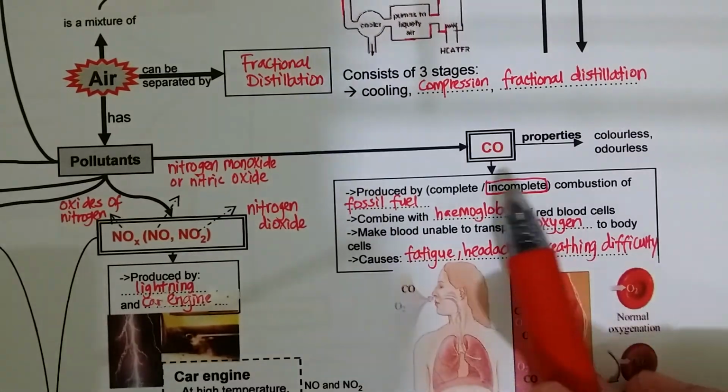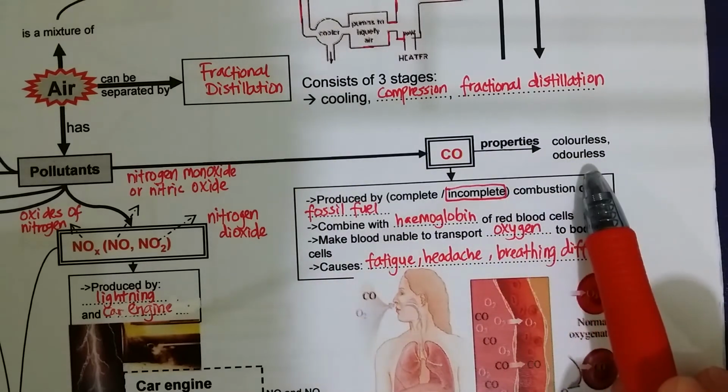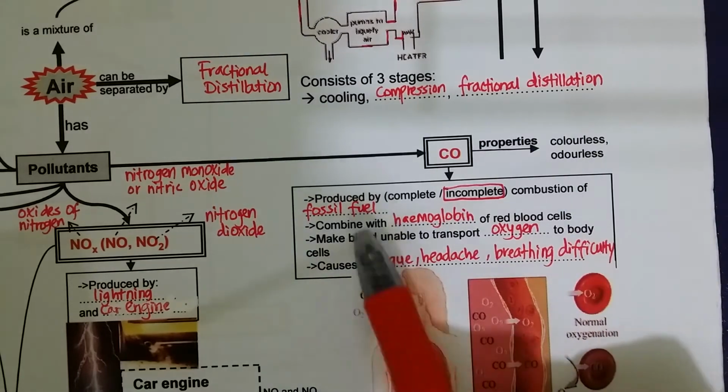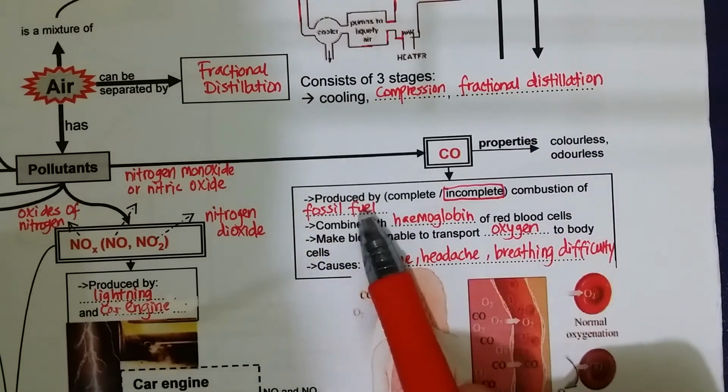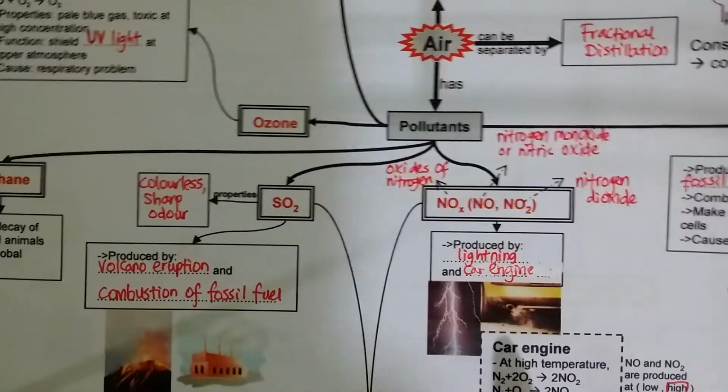Now the next thing is we move on to carbon monoxide, CO. Carbon monoxide is an odorless, colorless gas, a very dangerous gas because there is no color and no odor, and it is produced by incomplete combustion of fossil fuel. So this one is incomplete combustion, and for sulfur dioxide, it is combustion of fossil fuel.